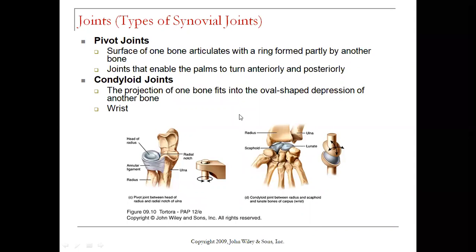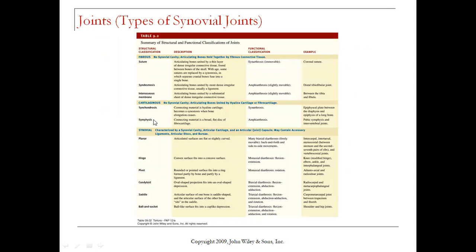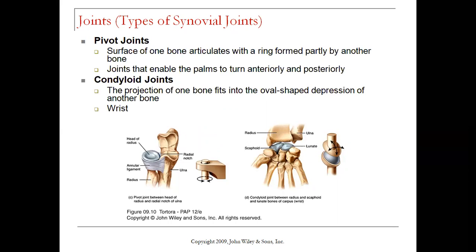Then we have pivot joints, which move around a pivot or a fixed point. The surface of one bone articulates with a ring formed partly by another bone, for example, the radioulnar joint. Then we have the condyloid joint. The example of this is wrist. The projection of one bone fits into the oval shaped depression of another bone. Here you can see the diagram of pivot joint as well as condyloid joint.